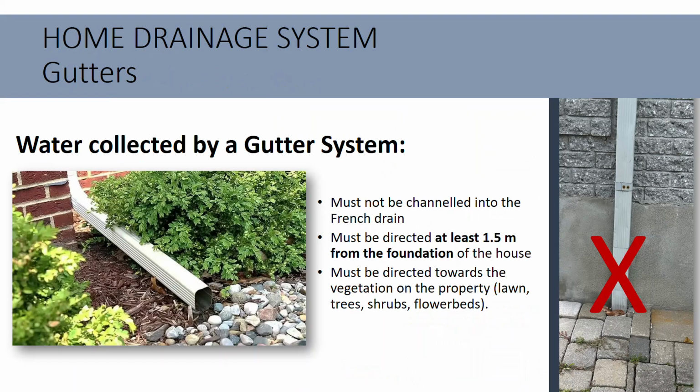Let's move on to gutter systems, which play an important role in managing rainwater. One key point to remember is that water from the gutters should not be directed into your French drain. On the right, we see an example of a gutter that is connected directly to a French drain. Some gutters are sometimes designed this way, and it should be avoided. Rainwater from your gutter should be directed towards vegetation and at least 1.5 meters away from the foundation, as demonstrated in the image on the left.